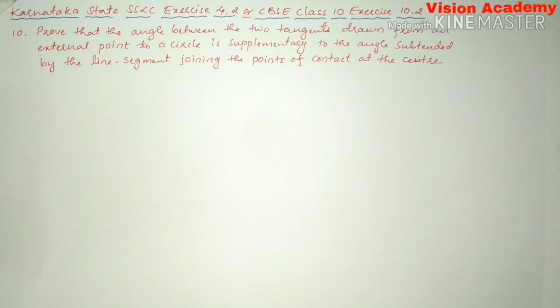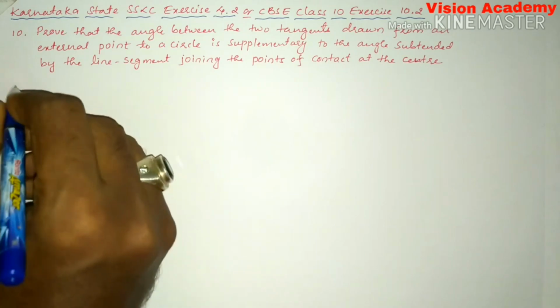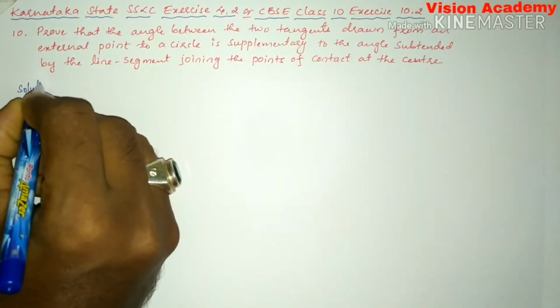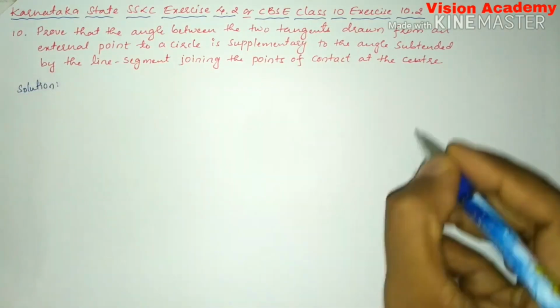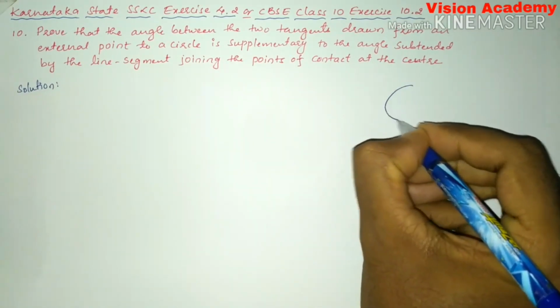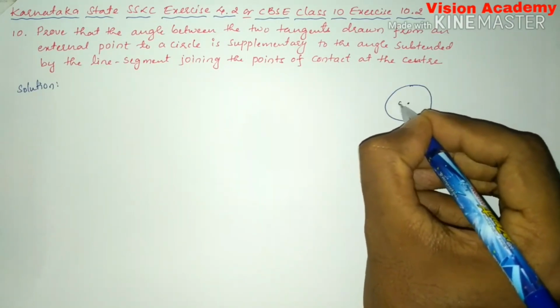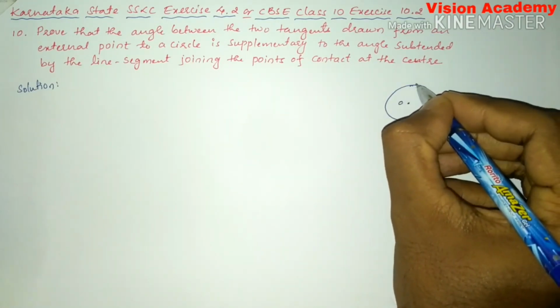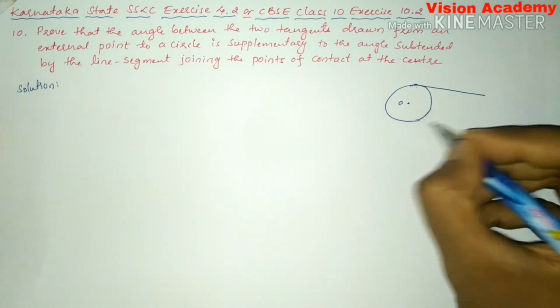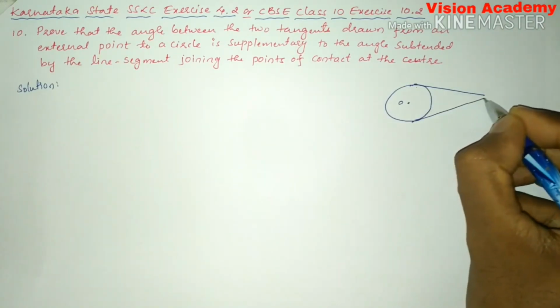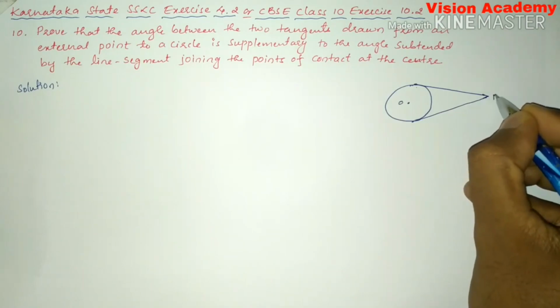Question number 10. Prove that the angle between the two tangents drawn from an external point to a circle is supplementary to the angle subtended by the line segment joining the points of contact at the center. Now let us find the solution. So as per the question, let us draw a circle with the center O and let us draw two tangents from an external point P.